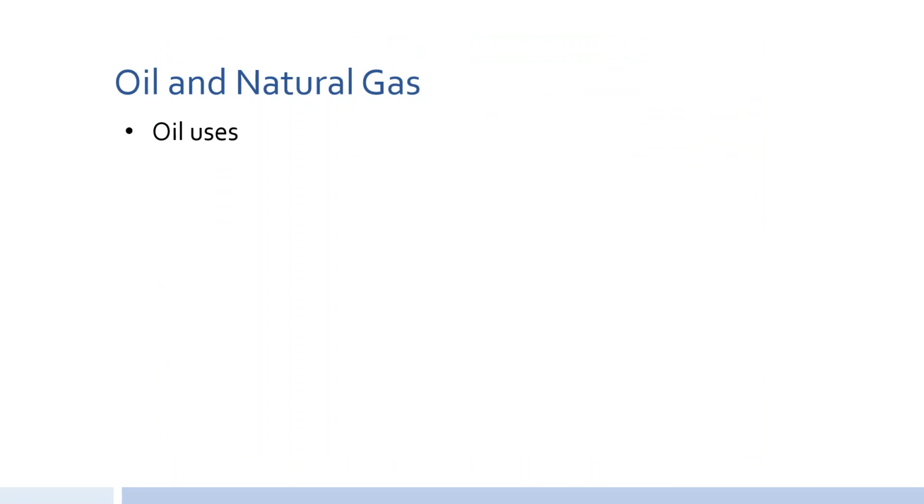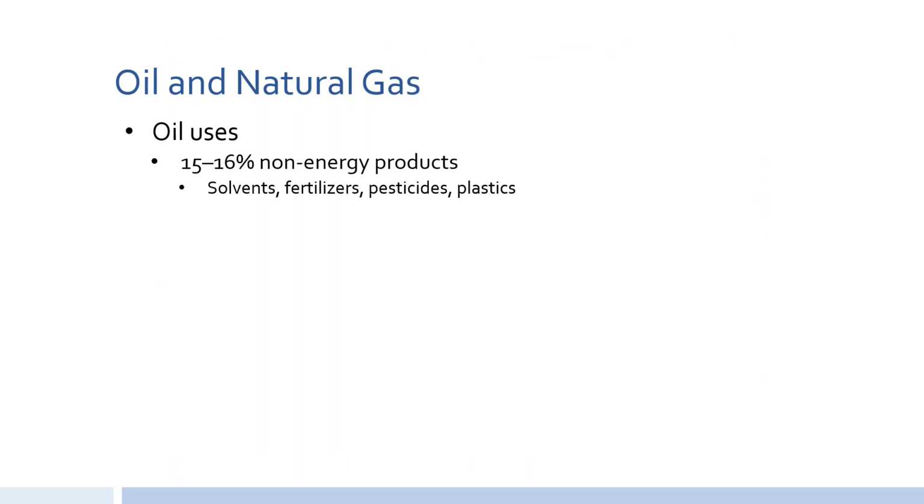How do we use oil? 15 to 16% is non-energy products. So things like solvents, fertilizers, we use oil to make fertilizers and pesticides, and plastics. Plastics are created from a byproduct of oil. So everything in your life that is not a plant-based plastic, which is most of it, is an oil-based plastic, including polyester. If you have a polyester shirt, that was at one point oil.